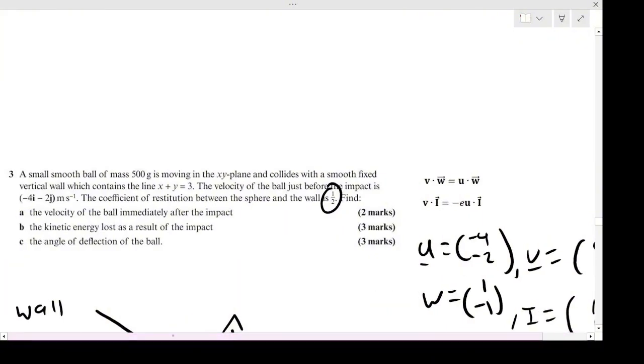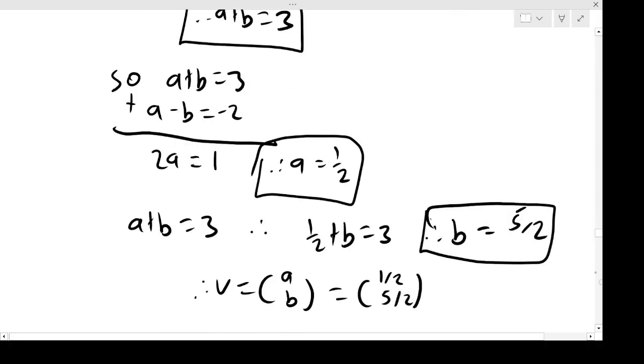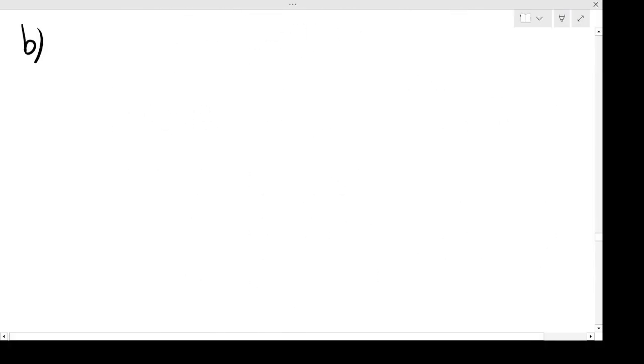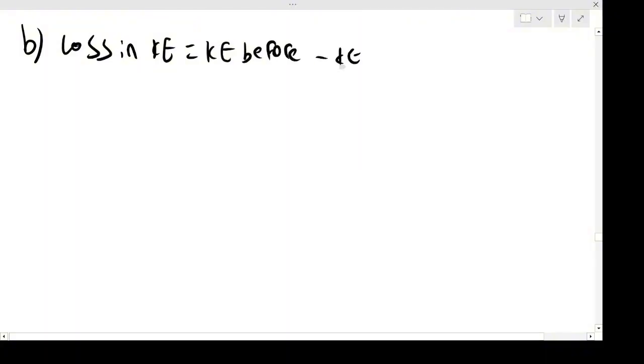Then for part B, again, it says to find the kinetic energy lost. So the loss in kinetic energy, that's going to be kinetic energy before, take away kinetic energy afterwards. Remember, when it's strictly collisions, this is my loss in kinetic energy formula. So in this case, again, I'm going to do it all in one go.